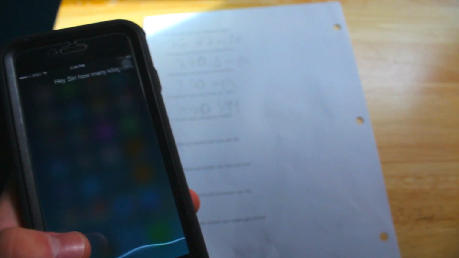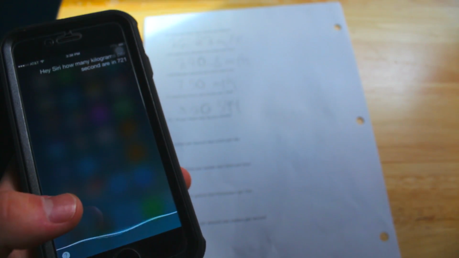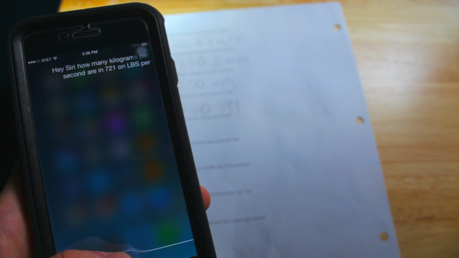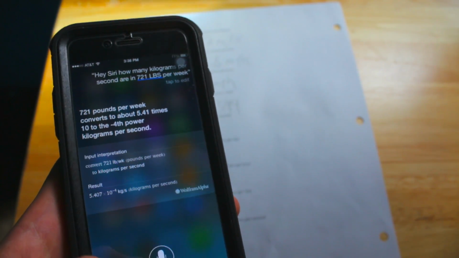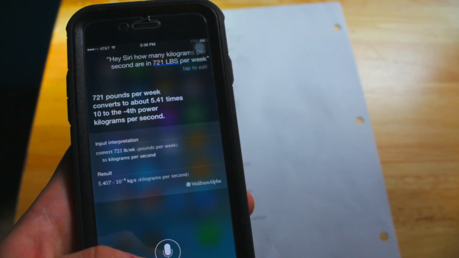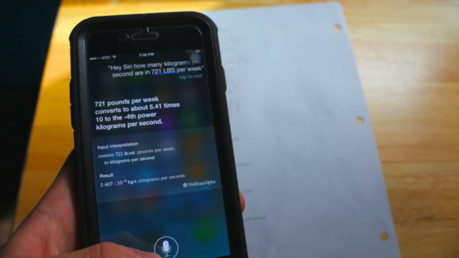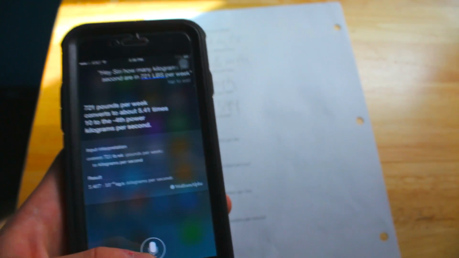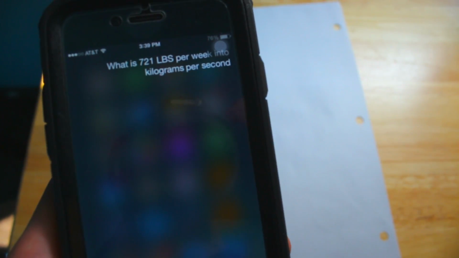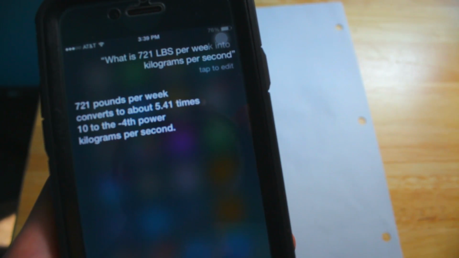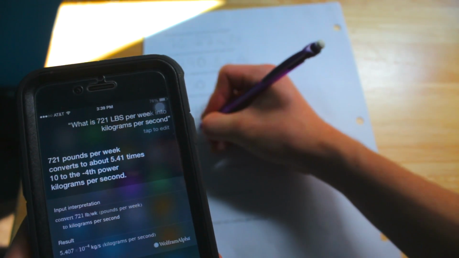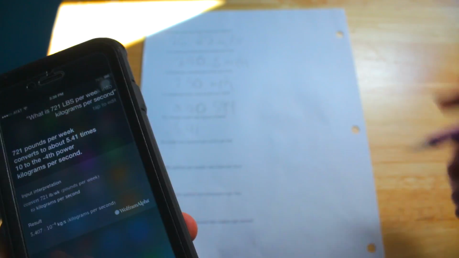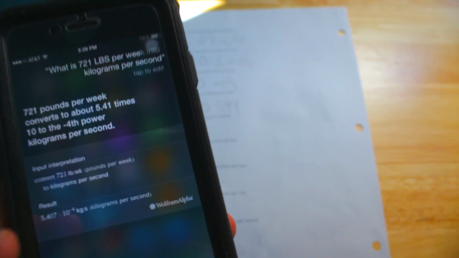Hey Siri, how many kilograms per second are in 721 lbs per week? What the hell? Let me check that. 721 pounds per week converts to about 5.41 times 10 to the 4th power kilograms per second. Let me ask that again. Let me think about that. 721 pounds per week converts to about 5.41 times 10 to the 4th power kilograms per second. I'm just 5.1. This is so difficult.